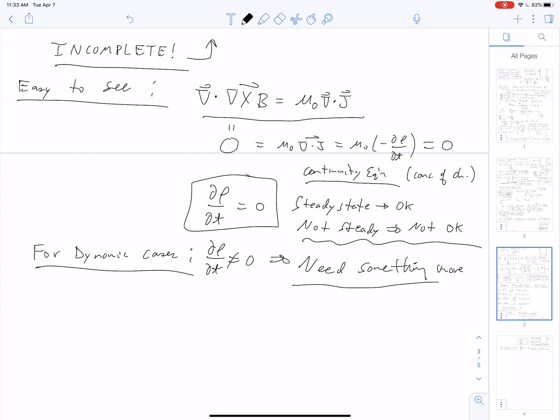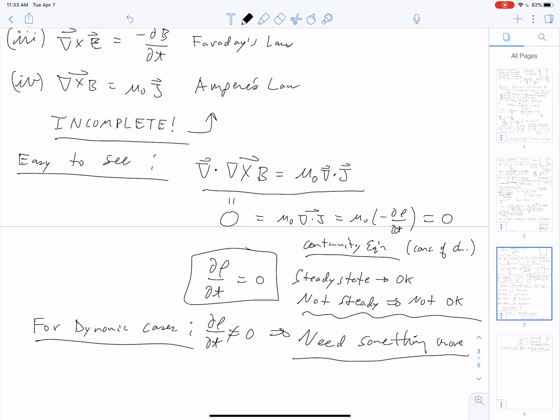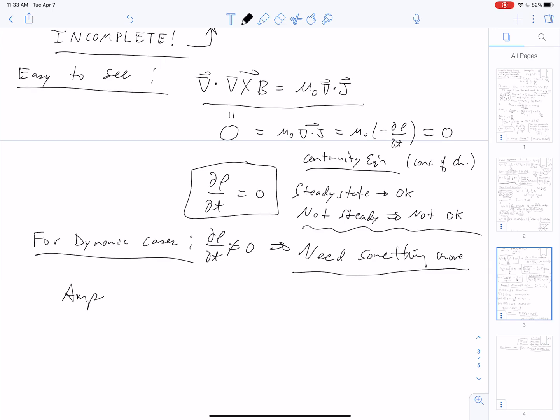Because the equation we just used led to dρ/dt equals 0. But if dρ/dt does not equal 0, then obviously that's not true, and so the equation doesn't work, it's incomplete. So that's one way of seeing that Ampere's law is incomplete.